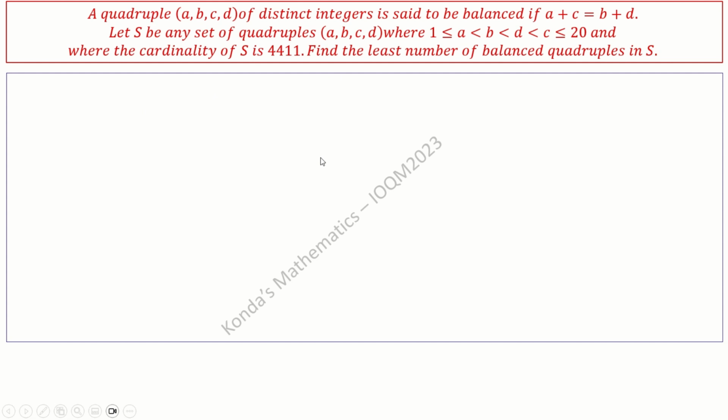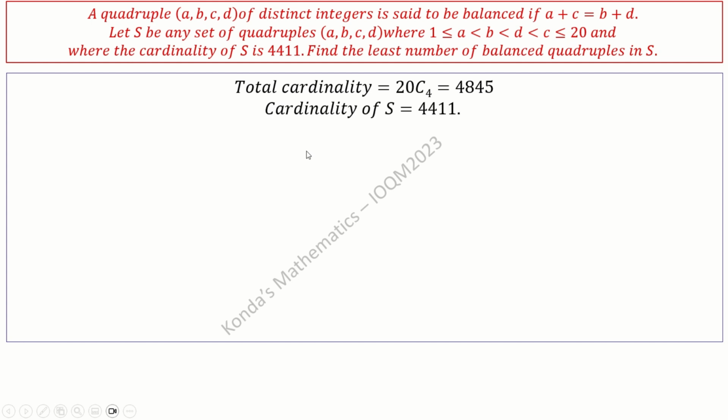Okay, so first the total cardinality is 20C4. So many combinations you can produce. So that is 4845. The cardinality of the given set S is only 4411. Okay. So the left out are 434. 434 things are left out. Just note this down. We'll come back to this when we solve the other part of the problem.